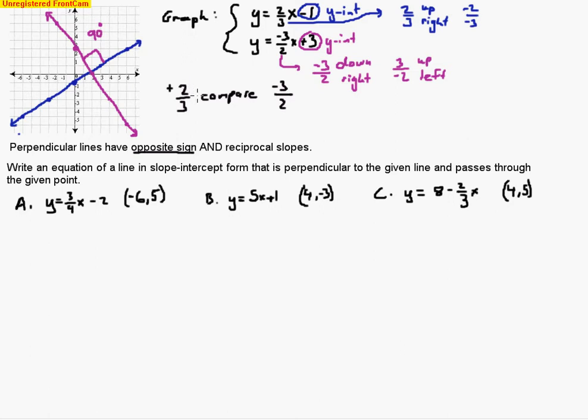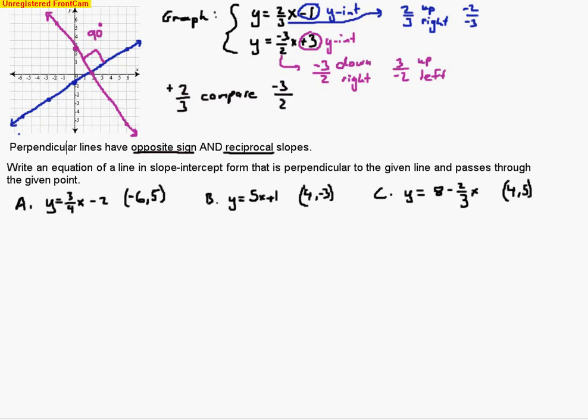Now take a look at these numbers. 2 and 3, 2 on top, 3 on the bottom. Here, 3 on top, 2 on the bottom. We call those reciprocals. And that's the second component to the slopes that are perpendicular. We need both of them, opposite sign and reciprocal. And so in order to have a perpendicular line, that's what we have.